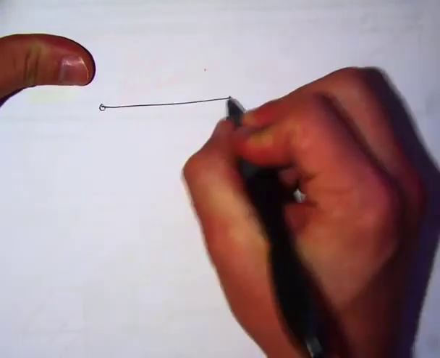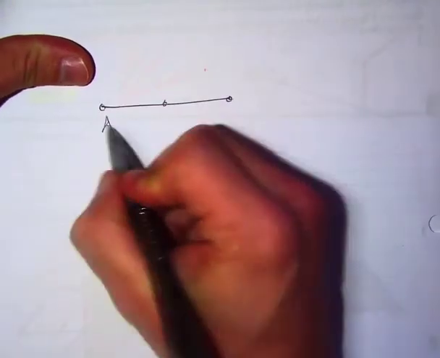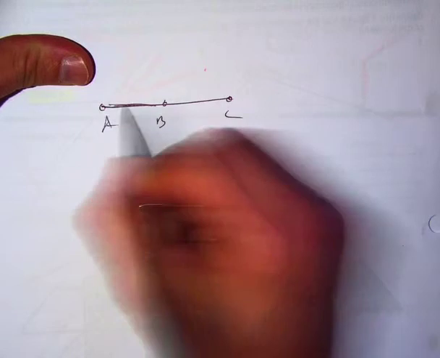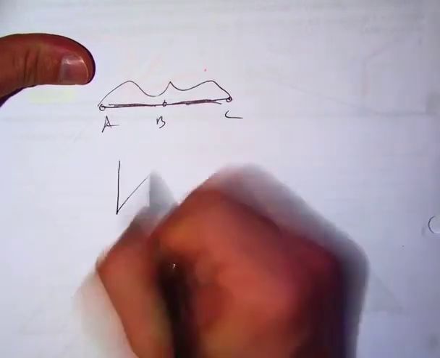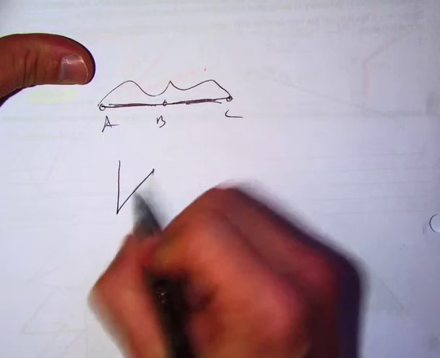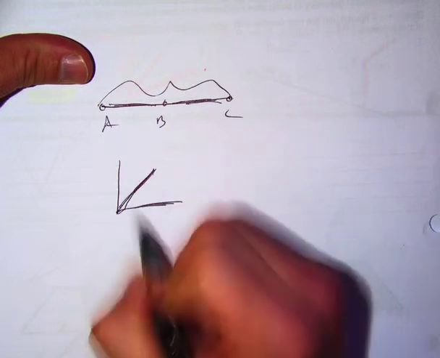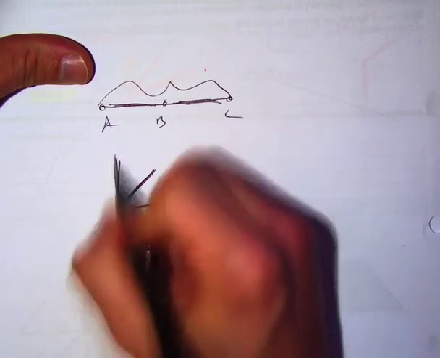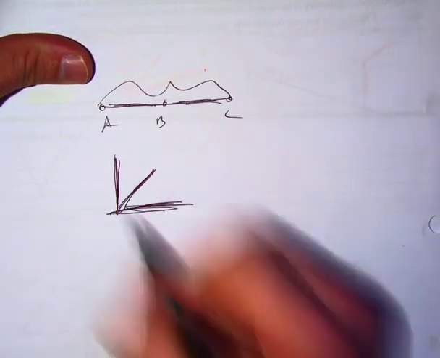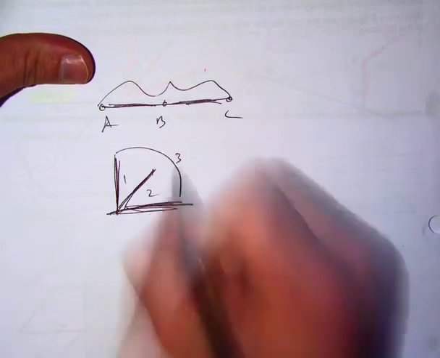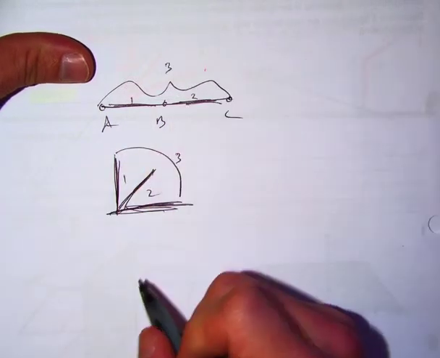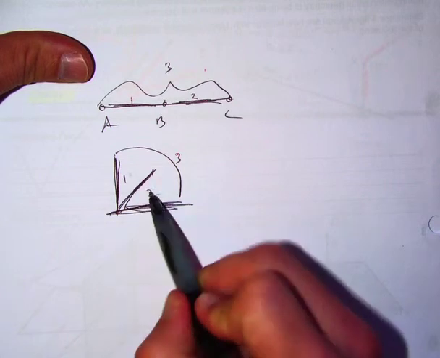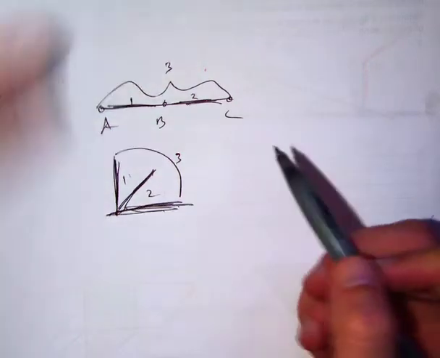Whereas before, all we did was say this plus this equals the whole thing. Now what we're going to say is this angle plus this angle equals the whole thing. So 1 plus 2 is equal to 3. Same idea, add up 2 pieces, get a bigger piece.